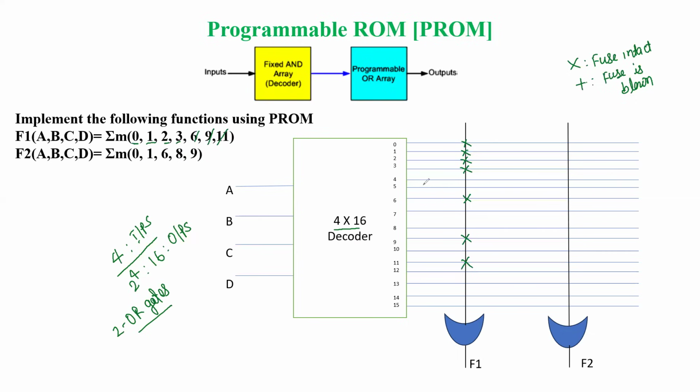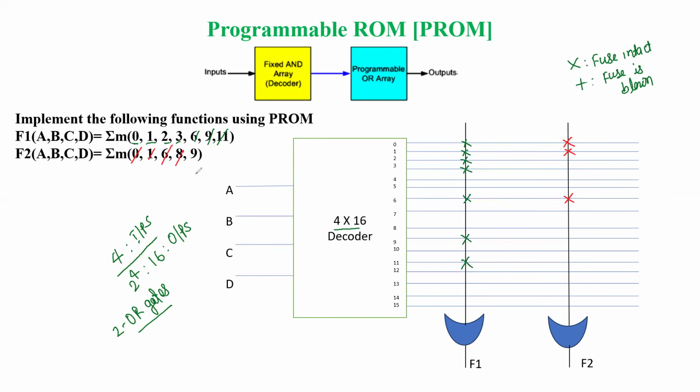That is connected with the decoder's output. Next, we are going to see the function f2. So function f2 also has 0, so that 0 output is connected here to the f2. Next is 1, so at 1 we are going to put the cross. Next we have 6, so at 6 also it will be a cross.